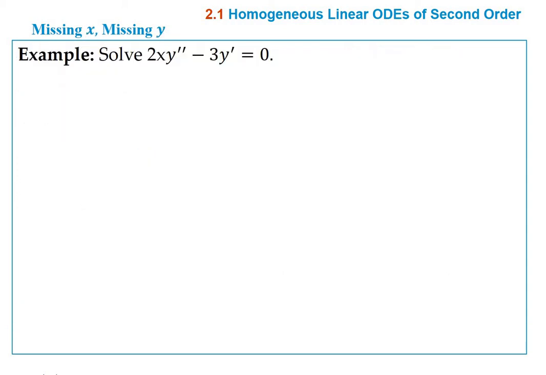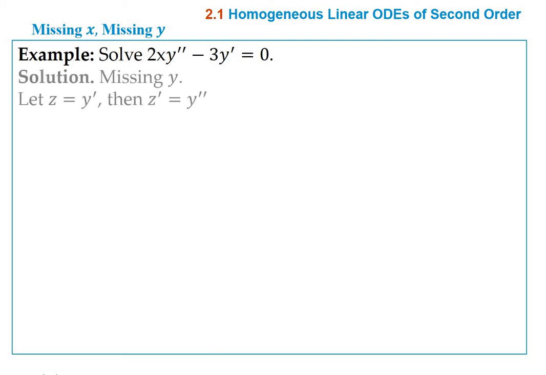I will take this example, which is 2x y double prime minus 3y prime equals 0. If you look at this equation, you will see that I do have x, I do have y double prime, I have y prime. This is a second order ODE. I do have missing y, so I can use the technique that I learned just the slide before by making the substitution, reducing this second order to first order.